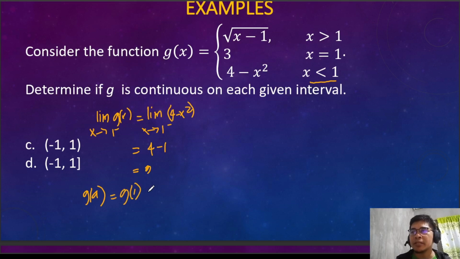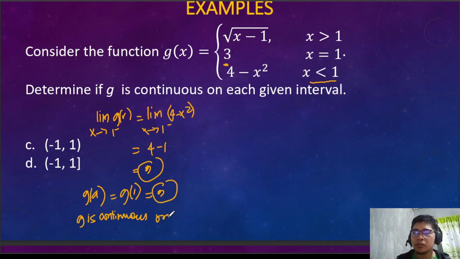Our a is equivalent to 1. The answer is 3. So take note, the limit of g of x and the g of a are the same, which is 3. So g is continuous on the open interval -1 and 1.